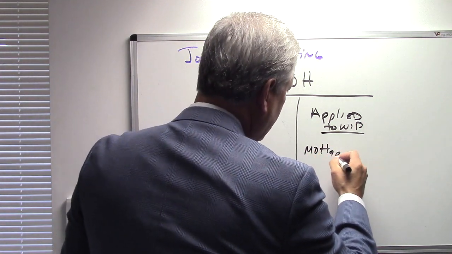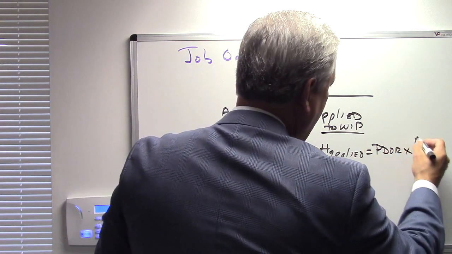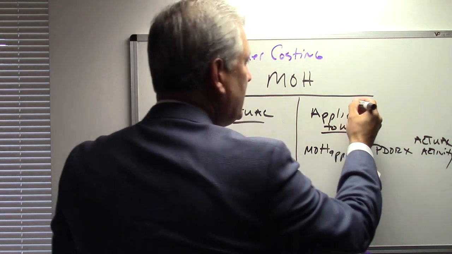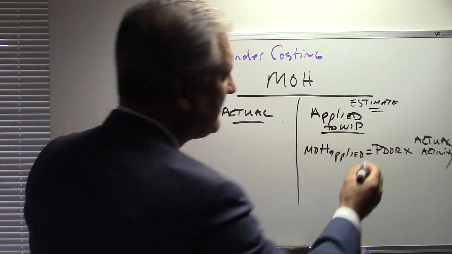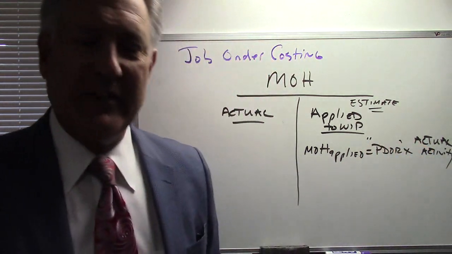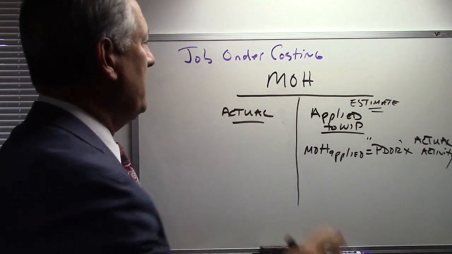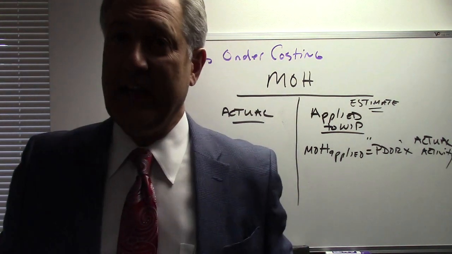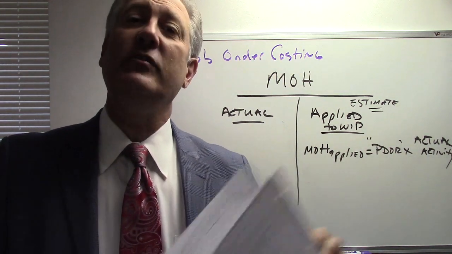Manufacturing overhead applied equals the predetermined overhead rate times actual activity. By nature, this is an estimate. It's an estimate because the predetermined overhead rate is an estimate. So in essence, what you have here in this account is a comparison between actual cost and estimated cost. And you know the two will never equal each other. You may come close, but they'll never be equal to each other, and therefore you need to resolve it.